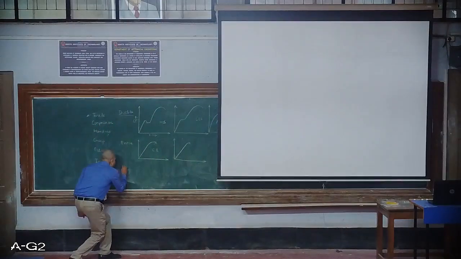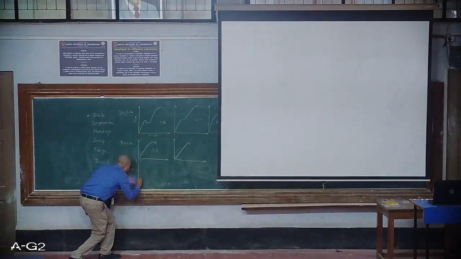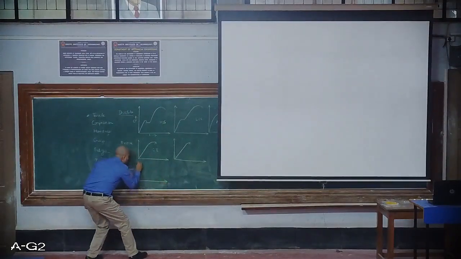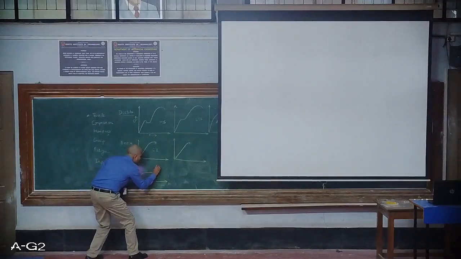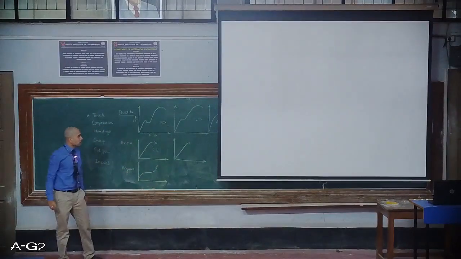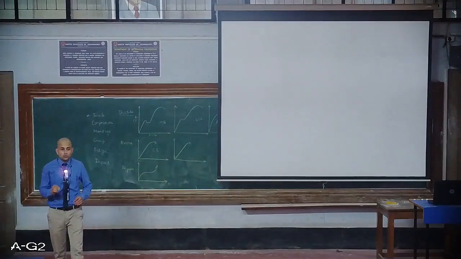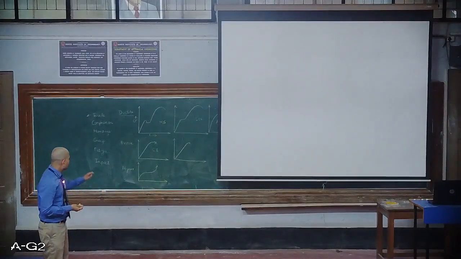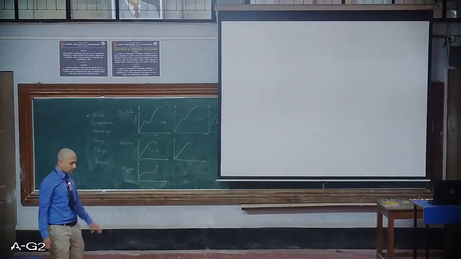Similarly, if you have polymeric material or plastics or polymers or rubbers, then the stress to strain curve will look something like this. Here stress to strain proportionality will not be obeyed by the material. So such a type of curve will be shown by the polymeric material.